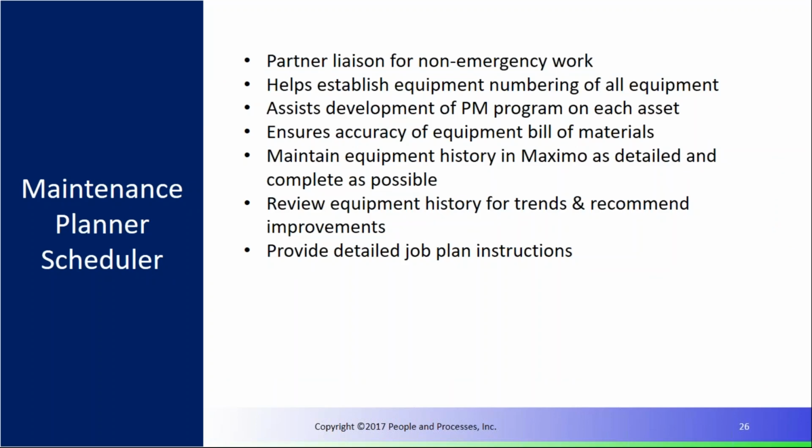And the planner scheduler is really the partner liaison, meaning to engineering, to operations, to production planning for non-emergency work. If it's emergency work, it should belong to the supervisor. Now, I want to share something regarding that. I see some organizations where they have the planner come in 15 minutes early and maybe do some level of planning for emergency work for that day.